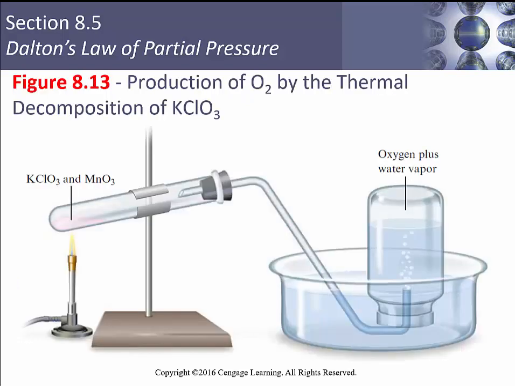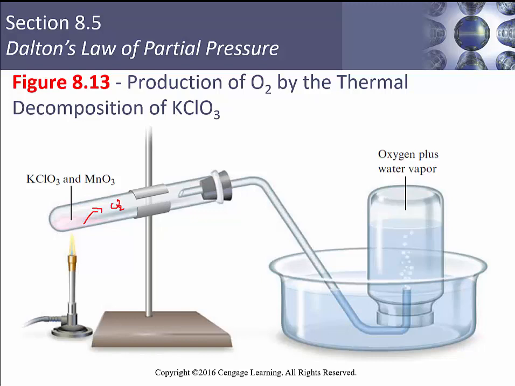So here we've got our gas generating apparatus. We've got some potassium chlorate and some manganese oxide, and we're going to heat it up. This is one of those oxygen gas generating reactions. So oxygen will be generated. We'll get O2 gas.